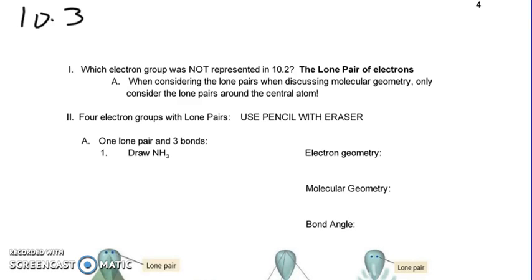So it says, when considering the lone pairs and discussing molecular geometry, only consider the lone pairs around the central atom. Don't worry about any of the lone pairs that are on the other atoms, just the central atom. So at this point, if you do not have a pencil with an eraser, get it now. We're going to be using that eraser. Okay, so let's first talk about the most common shape, which would be your 4 electron groups. That's your tetrahedral.